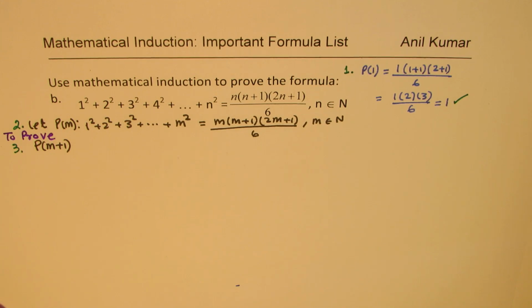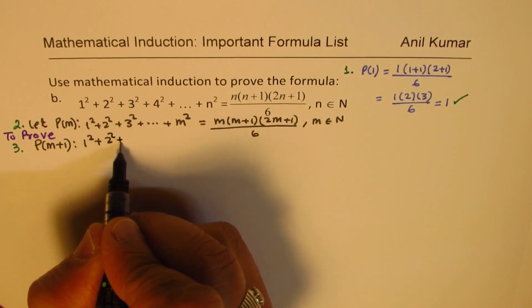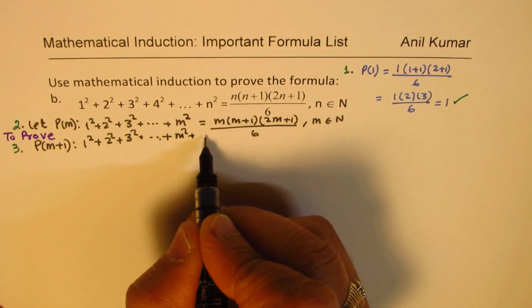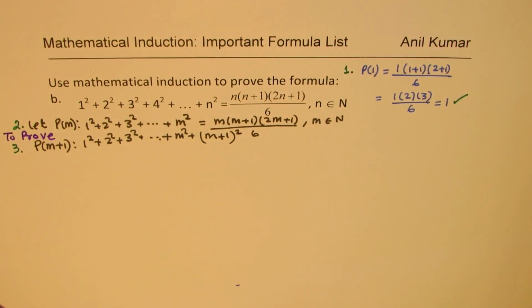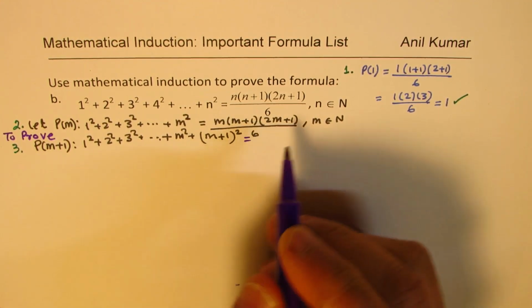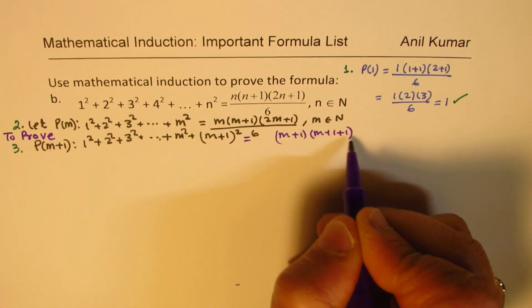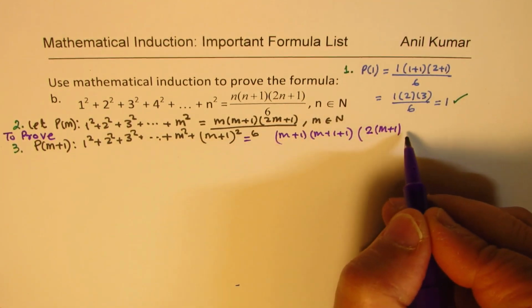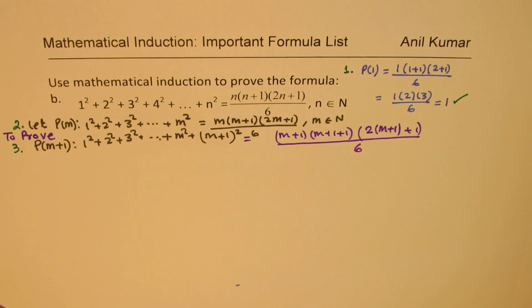Right? So we need to now prove that P of m plus 1, which will be 1 squared plus 2 squared plus 3 squared and so on, up to m squared plus (m plus 1) whole squared, should be equal to, let me change the thing. So we'll replace this m with m plus 1, times m plus 1 plus 1, times 2 times m plus 1, plus 1, divided by 6. So we're replacing every m with m plus 1, right? This is what we want to prove. Is that clear to you?